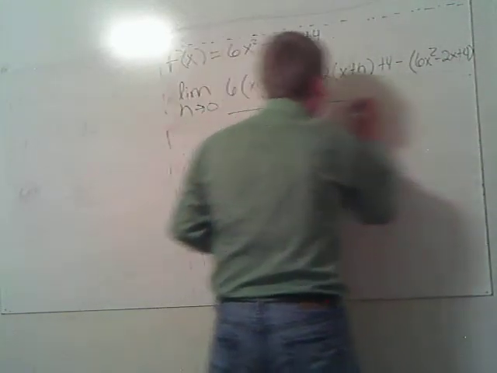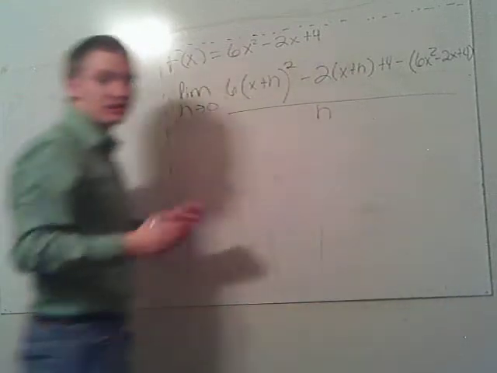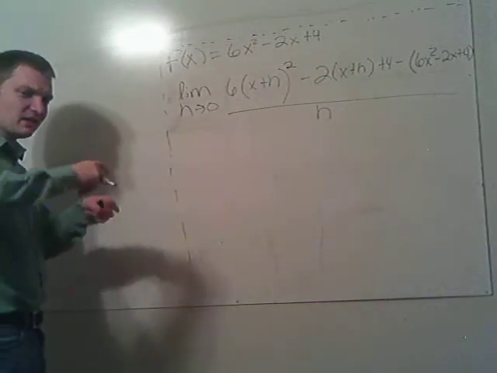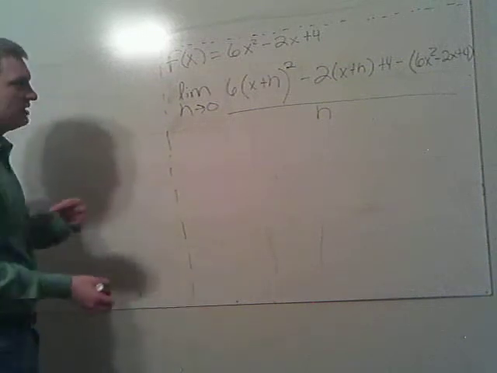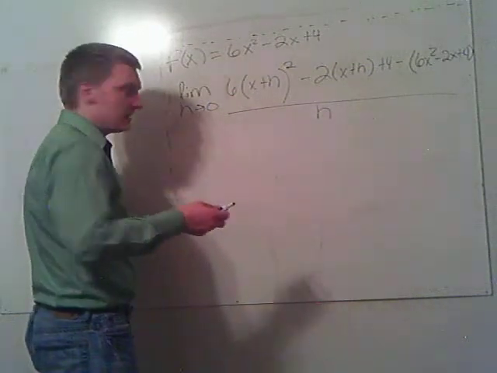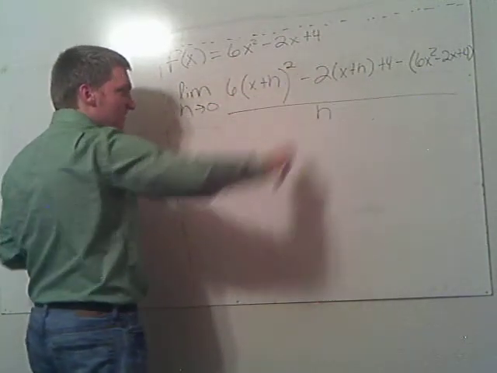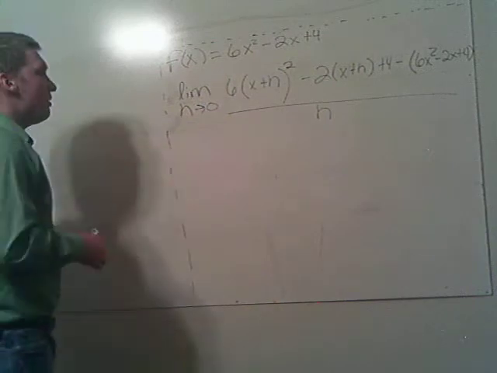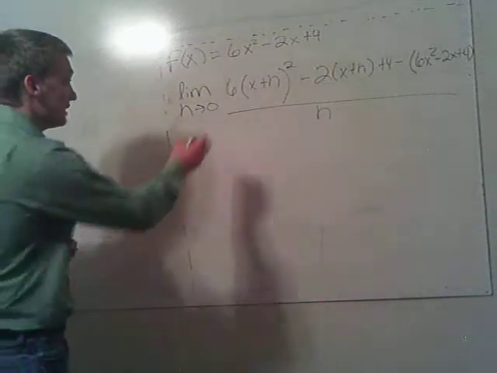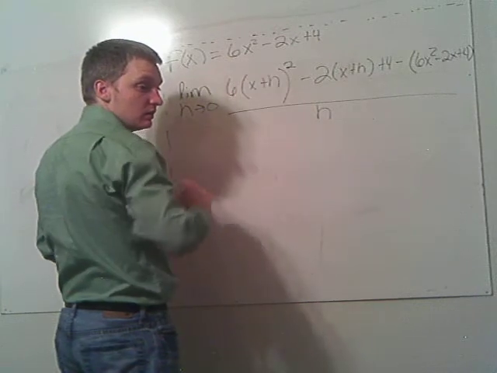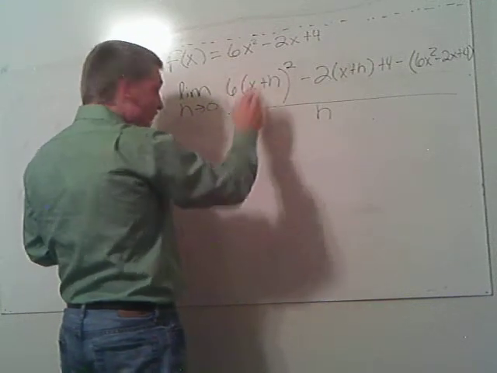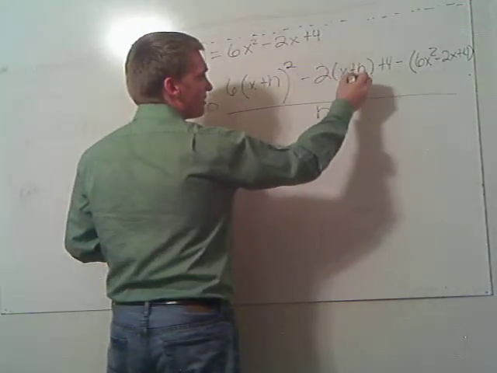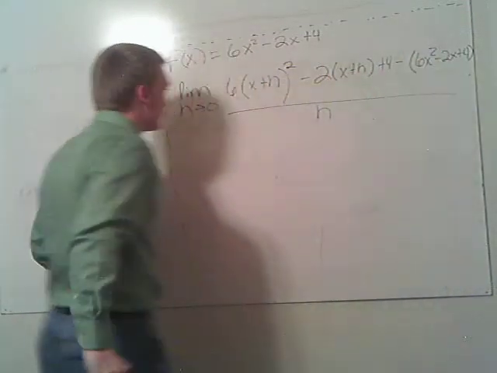Alright, now all of this is over h, this small change in x, and if you think about it, all this is, is you're finding a slope, a rise over run. So it makes sense that this is a delta y and that's a delta x. But now what we can do is we can FOIL this, and then we'll distribute this through, and then distribute the negatives through there.